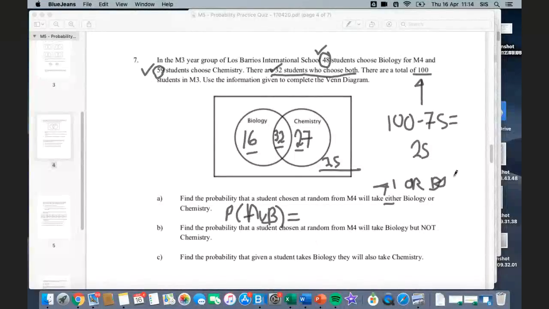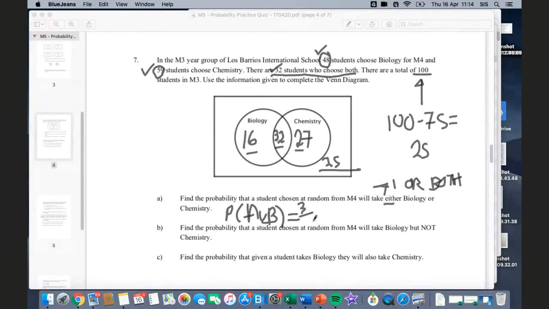So what we're going to do is study everything in the central section of the Venn diagram. So as we've already added these up together, I know it's 75. It's going to be 75 out of 100, and this simplifies to 3/4. I would also make sure you write down the 75 out of 100, because if you don't simplify correctly, you will get some marks for writing 75 over 100.